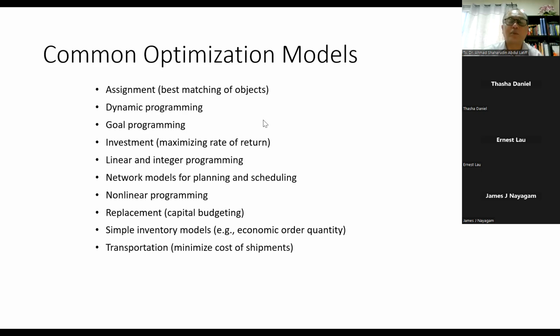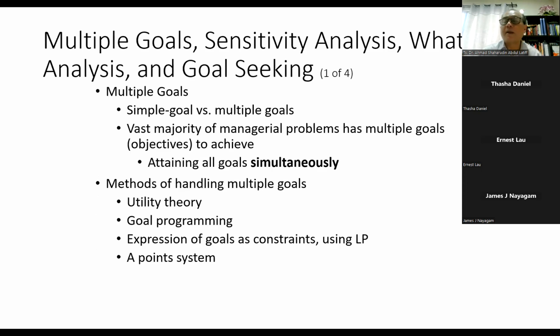So these are common optimization models. This is based on the area of your subject. Okay, and then multiple goals and sensitivity analysis. You can have multiple goals. Just now we had multiple goals and then simple goals. And then how do you attain them simultaneously? Methods of handling multiple goals: you can use goal programming. You have a goal and then you work backward. Expressing goals using, for example, linear programming where you have constraints, or you can put in a point system, you give points. Another way that also uses points is utility theory.